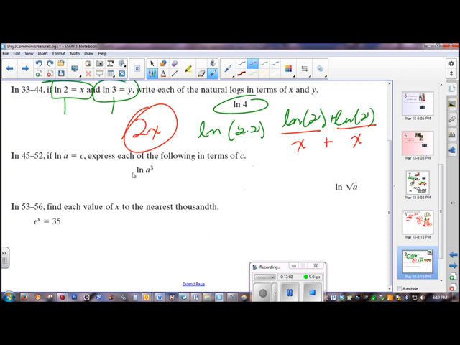Same thing on this next problem here, and this last one, find the value of x to the nearest thousandth. Well, for that one, you can just turn that around into logarithmic form. Natural log, it's a base e, and we don't have to write that, of 35 is equal to x, and you'll pick up your calculator, type this in, and round off your answer as appropriate.